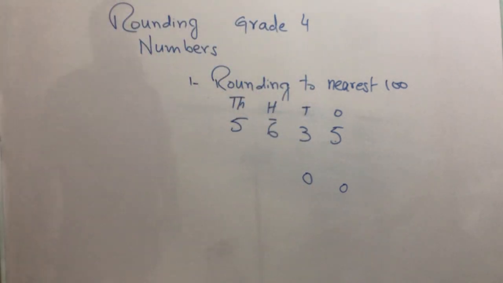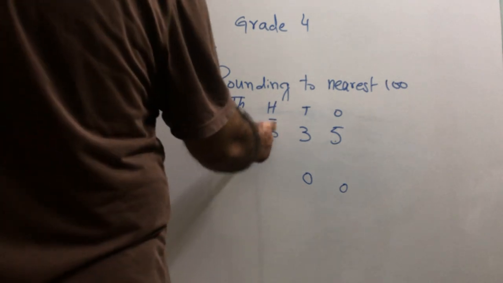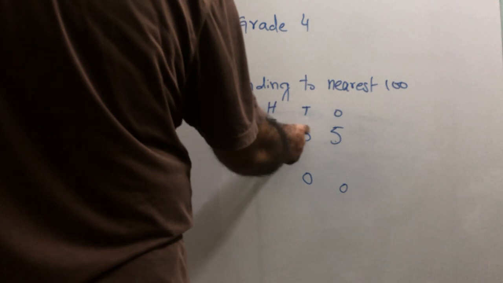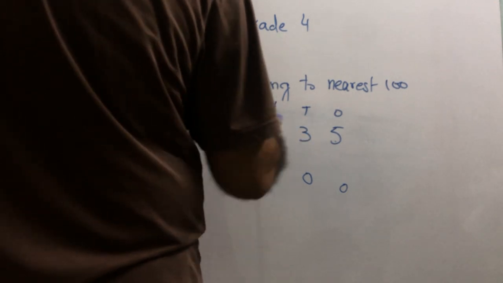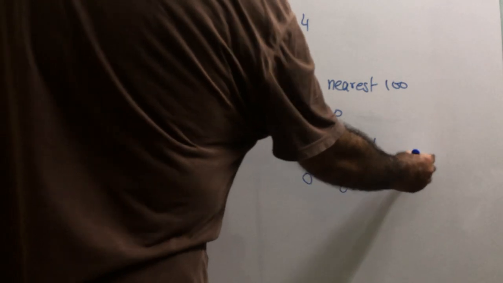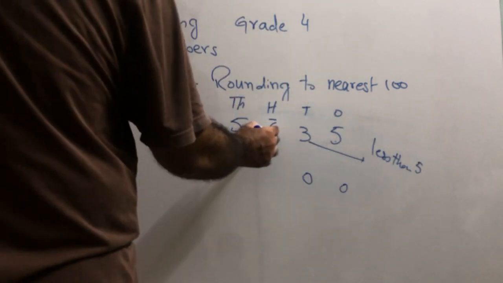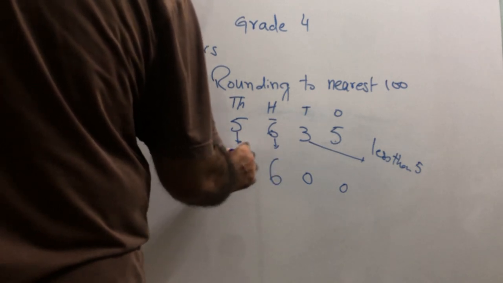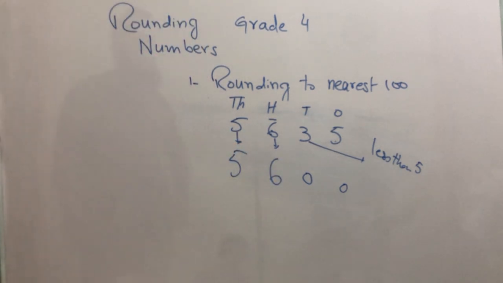The second action is that if we are rounding to nearest 100, its neighbor on the right side, this number, if it is less than 5, then there is no change here. It remains the same. It remains the same. So our answer is 5600.